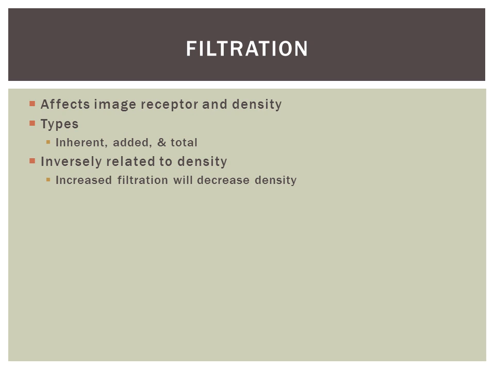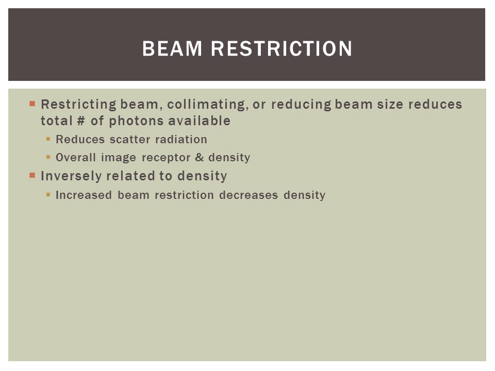Filtration affects image receptor exposure and density. Types: inherent, added, and total. It is inversely related to density. Increased filtration will decrease density. It's rare, but if added filtration is changed, use the half value layer to permit adjustment of mass. With compensating filters, density is adjusted for filtered and unfiltered regions. Beam restricting.